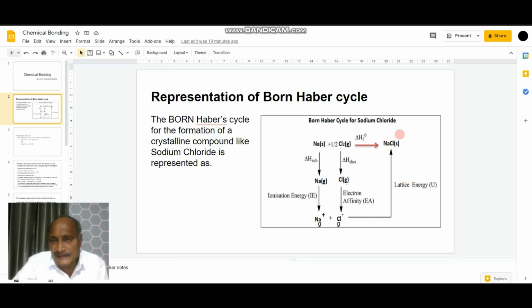During the formation of solid sodium chloride from the gaseous sodium cation and gaseous chloride anion, whatever the amount of energy released is called lattice energy, and it is indicated by capital U, or sometimes also by U naught. So the diagram itself represents the Born-Haber cycle for the formation of sodium chloride, a monoatomic compound.